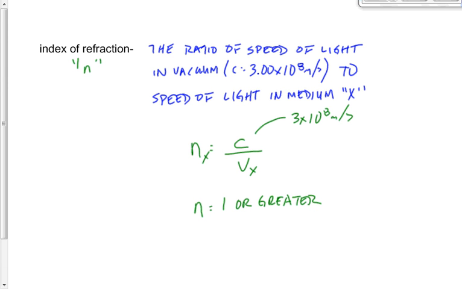The index of refraction of air is 1. The index of refraction of glass is about 1.5. That means that light in glass slows down to about 2 times 10 to the 8 meters per second, dramatically. The index of refraction of a diamond is about 2.4. Speed of light in diamonds slows down even more so, even more dramatically than it does in glass. And that's why diamonds sparkle so much. That's part of the reason why they're so valuable. They sparkle so much because of the high index of refraction. We'll talk a little bit more about that later on.